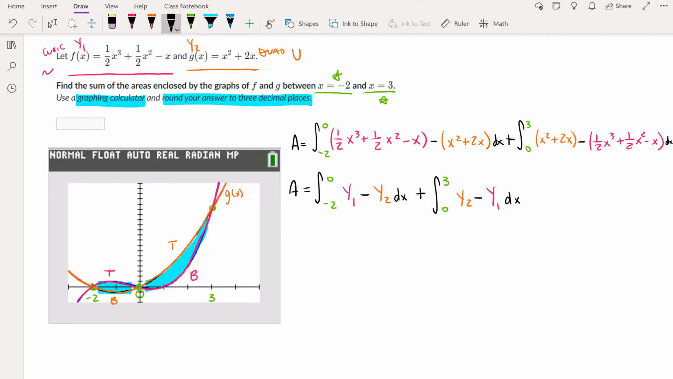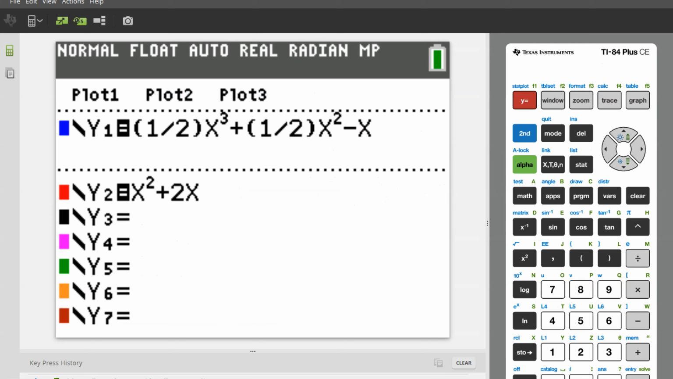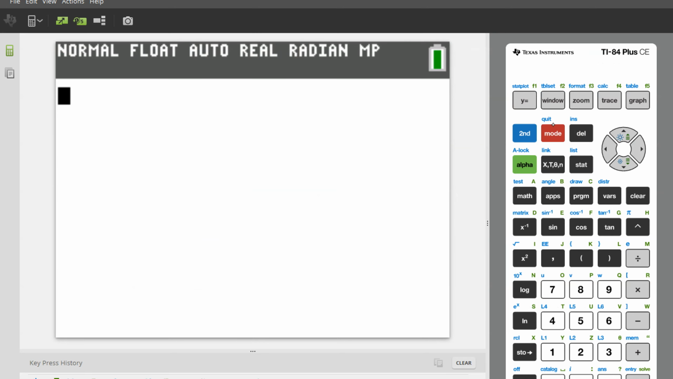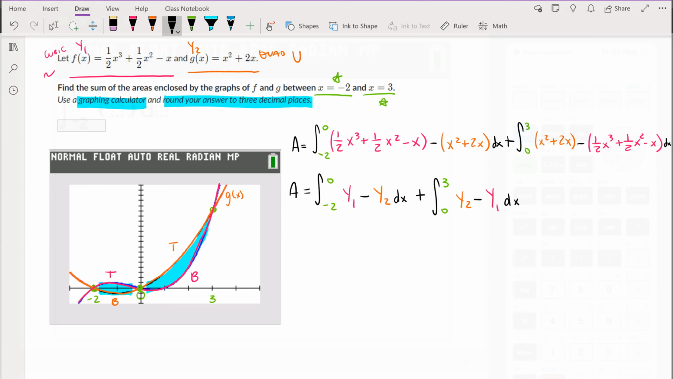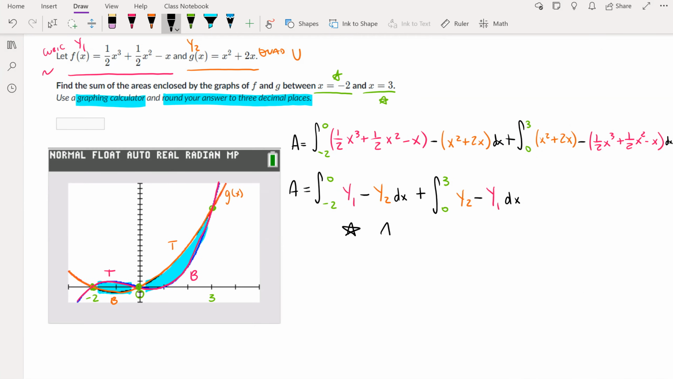So here we go. We're going to do -2 to 0 of y1 minus y2. So I'll do that one first. So get out of here. Second quit. We need to do our integral. So math 9. We're going from -2 to 0. And then remember, we're going to do y1 minus y2.